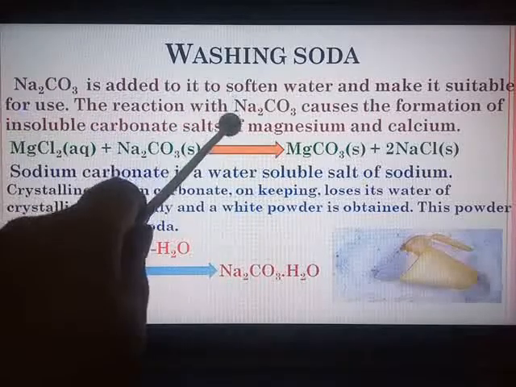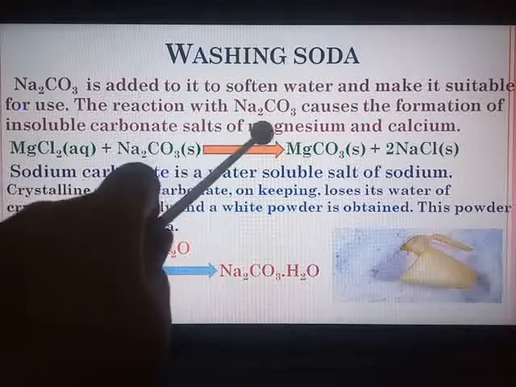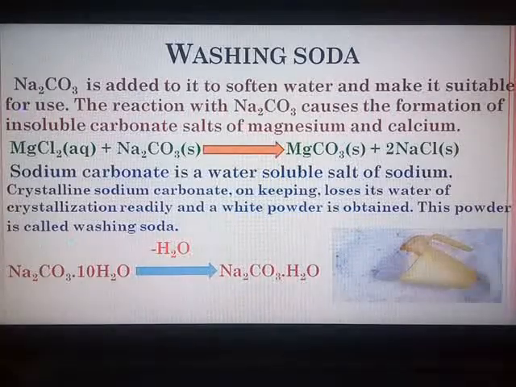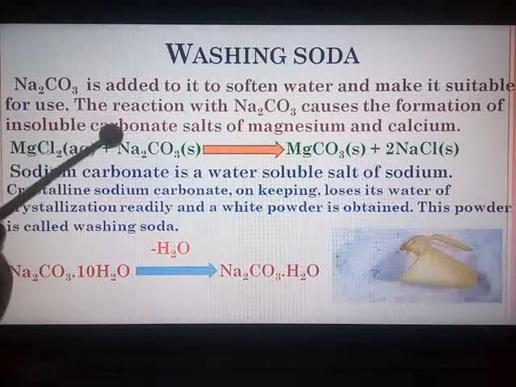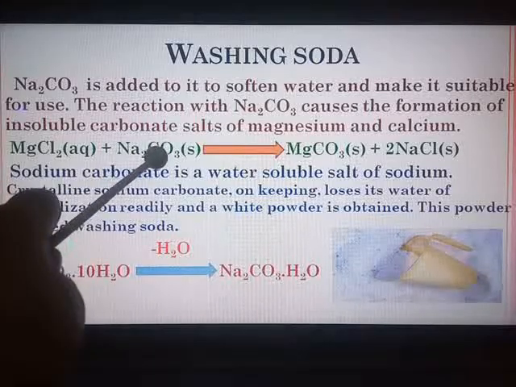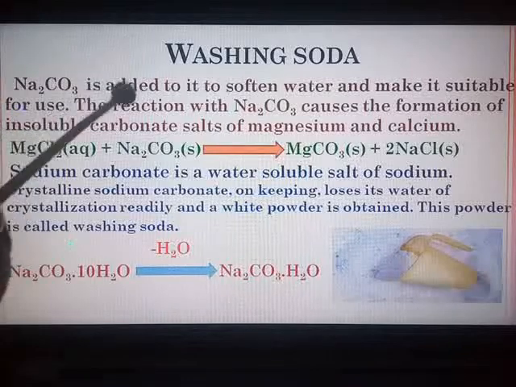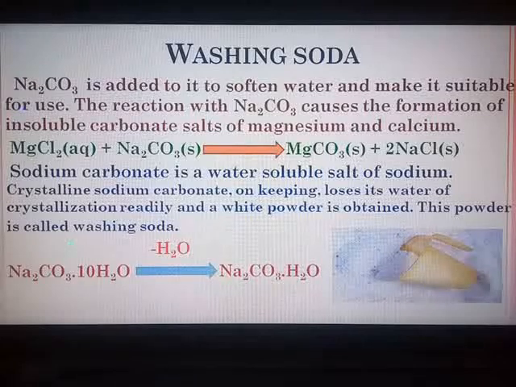The reaction of sodium carbonate causes the formation of insoluble carbonate salts of magnesium and calcium. You can see the reaction with magnesium chloride. I have told you that the hardness of the water is due to the presence of chlorides and sulfates of calcium and magnesium. So you can see one of the reactions: magnesium chloride reacts with sodium carbonate forming magnesium carbonate and NaCl. Now this sodium carbonate or washing soda is a water soluble salt of sodium.